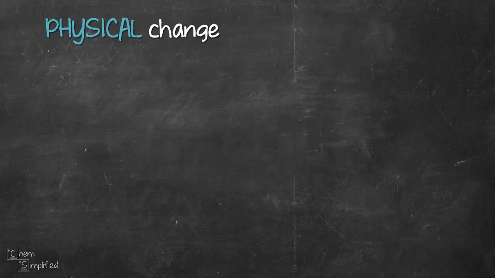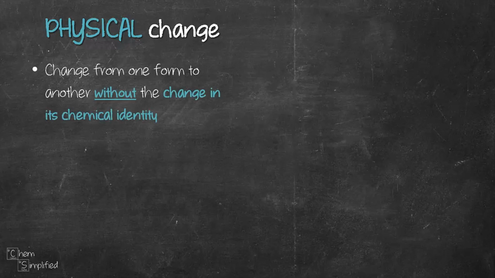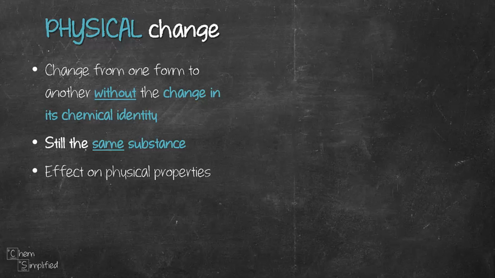Let's jump straight in with the definitions of physical change. It's a change that goes from one form to the other. It doesn't involve any change to the chemical identity, meaning its chemical composition. So it's still the same substance after the change. The effect that we see is only on the physical properties, and generally, that change is easily reversible.